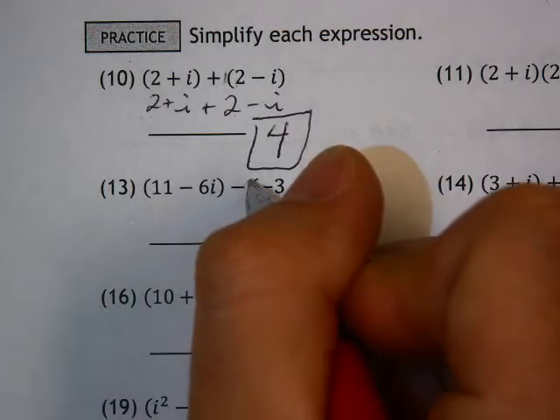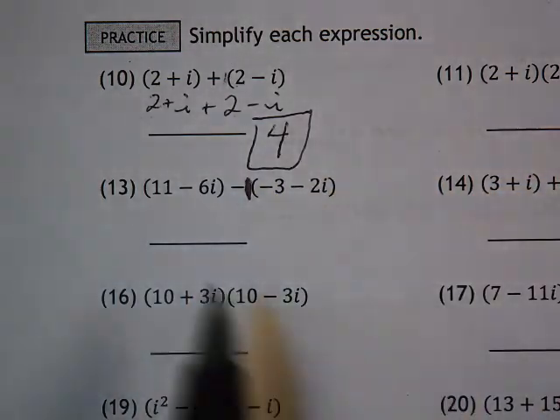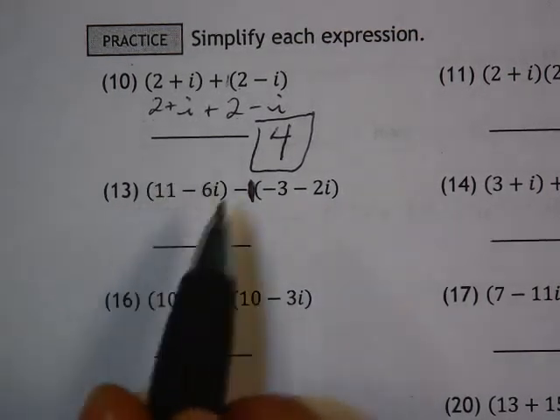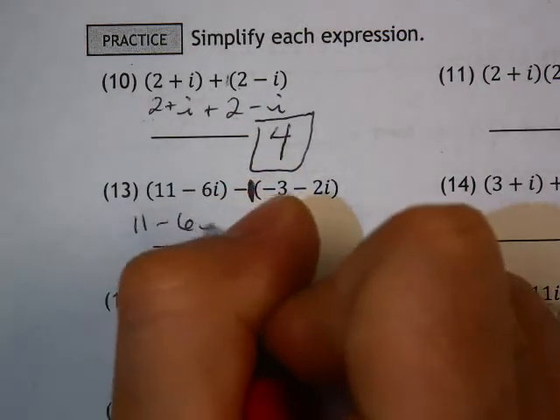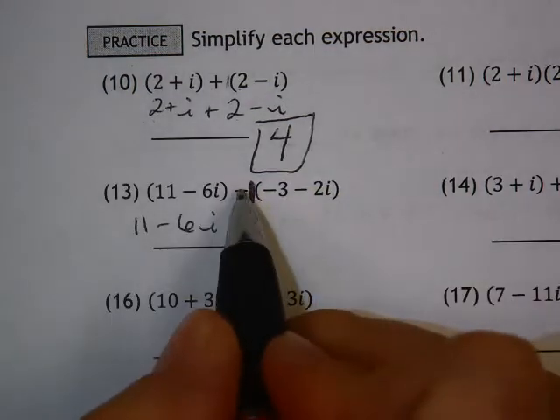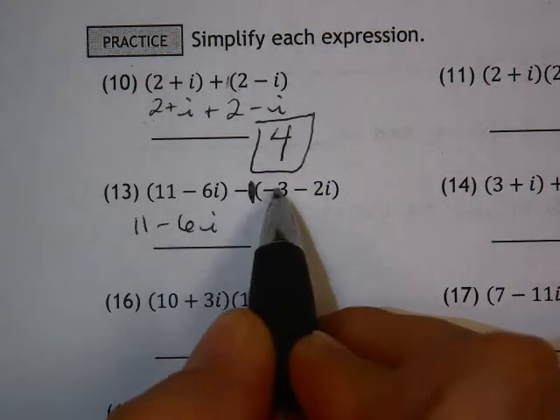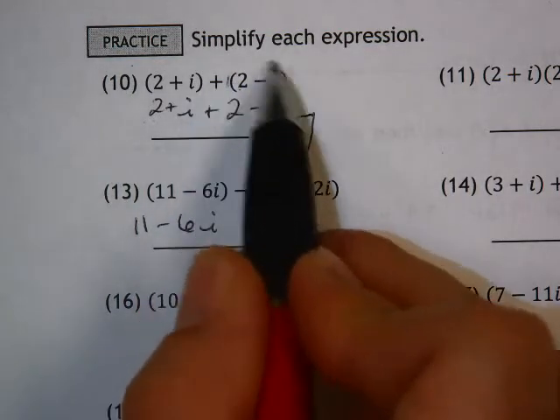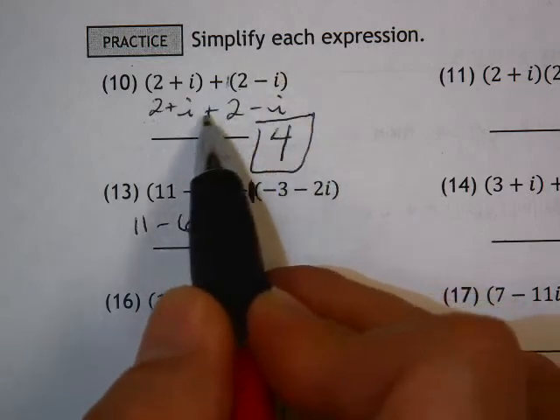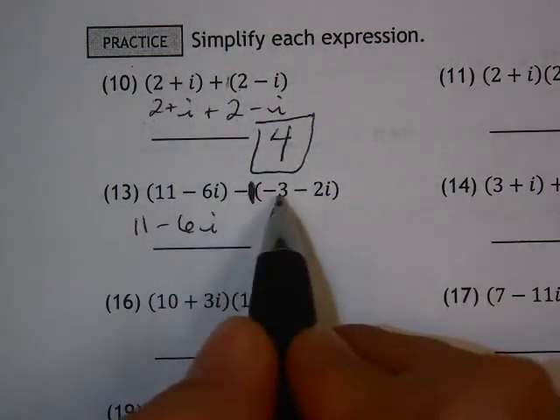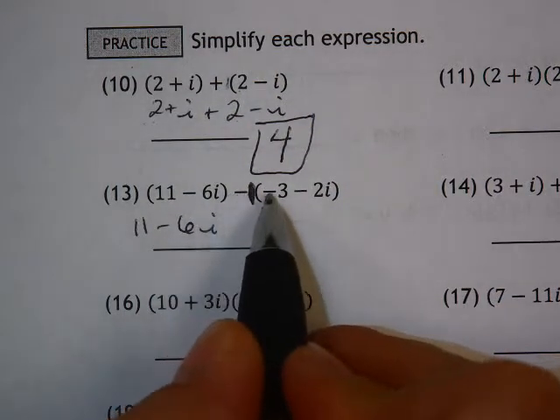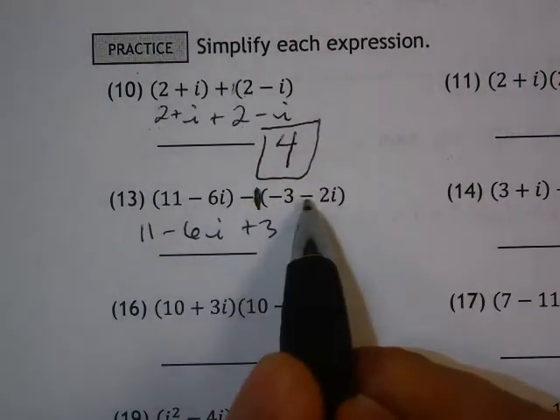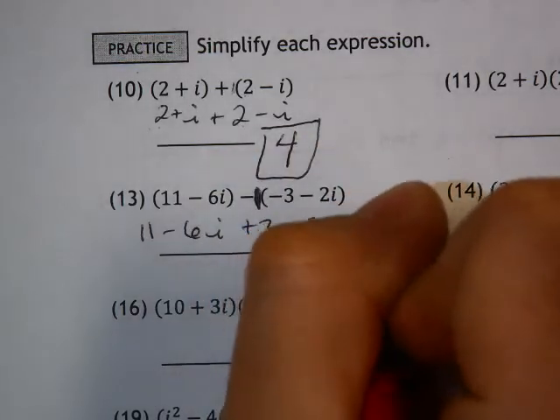And one big difference here is that now it's like you have a negative 1 in front of the second set of parentheses. This still doesn't change, so we'll still have 11 minus 6i. Now you have negative 1 that's going to distribute through both of those. So it is kind of like how we had positive 1. It's just that the positive 1 in number 10 didn't change anything. But now we've got to change these signs. You have negative 1 times negative 3 is positive 3. Negative 1 times negative 2i is positive 2i.